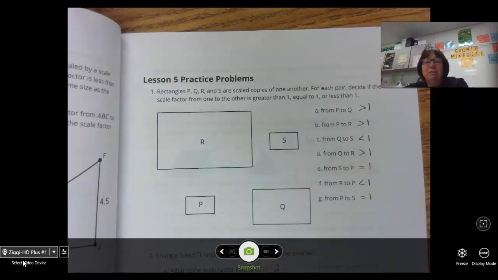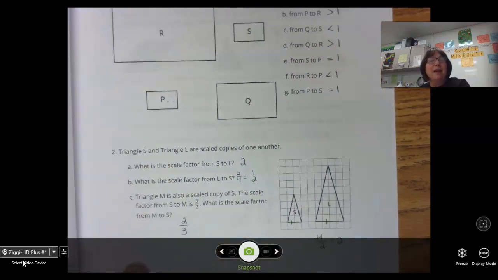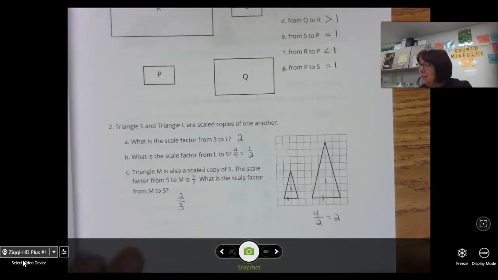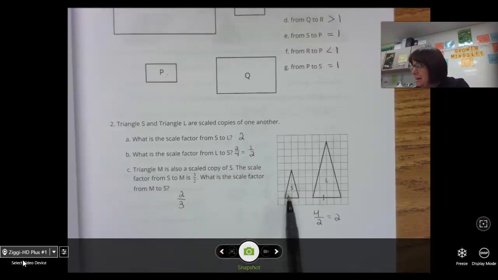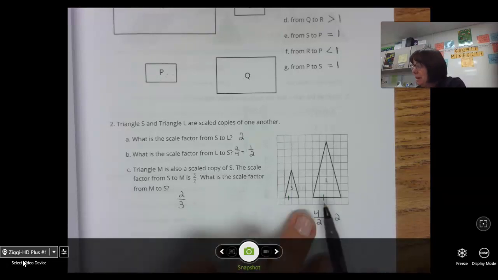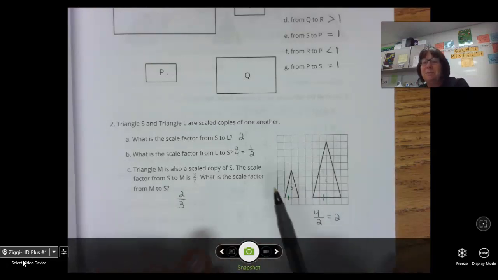On number 2, they gave us triangle S and triangle L and tell us that they're scaled copies, and then ask for the scale factor from S to L. So again, I'm going to compare corresponding sides of L and S. It doesn't matter which side you compare, but I'm going to compare the bottom. So we went from 2 to 4. I make a ratio, and that is equal to 2. So L is 2 times bigger than S.